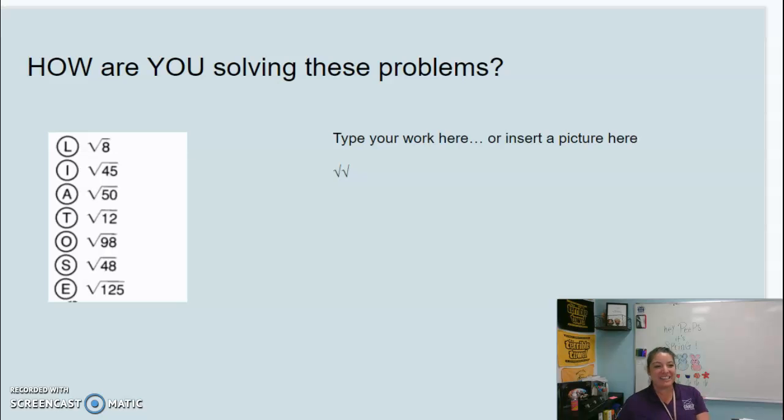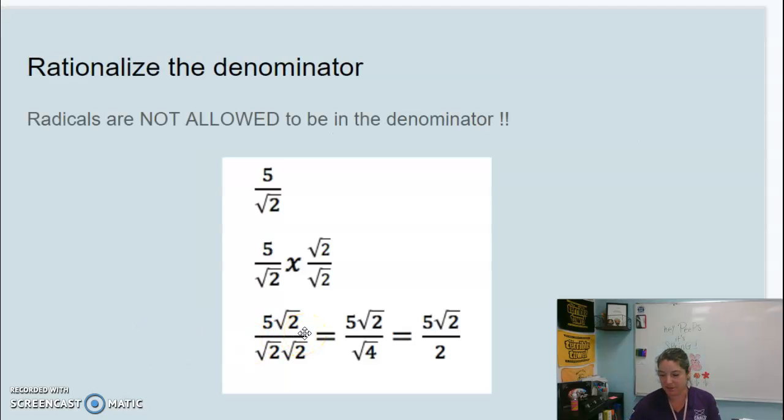When you get done with that, we're actually going to skip slide number 6, so you don't have to do slide 6. We're going to go talk about rationalizing the denominator. So the last little bit to do is rationalizing the denominator, okay? And here's what it means. Radicals are not allowed to be in the denominator. It's kind of like dividing by 0. It's against the math laws, okay?